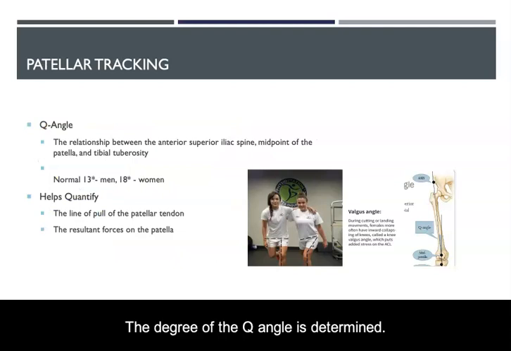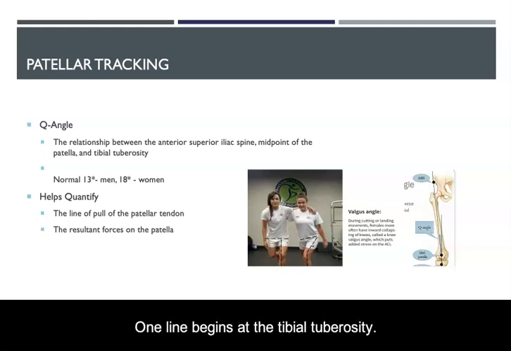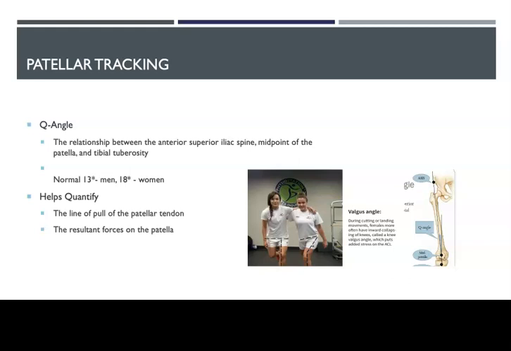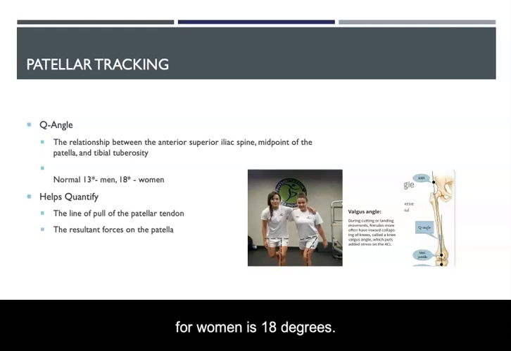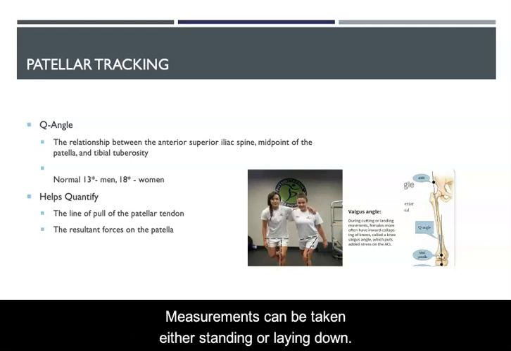The degree of the Q angle is determined by measuring 2 lines superimposed on the lower extremity. One line begins at the tibial tuberosity and continues in a superior direction through the midpoint of the patella. A second line connects the anterior superior iliac spine with the midpoint of the patella. Normal Q angle for men is 13 degrees, and normal Q angle for women is 18 degrees. Women usually have a higher Q angle due to their naturally wider pelvis. Measurements can be taken either standing or lying down.